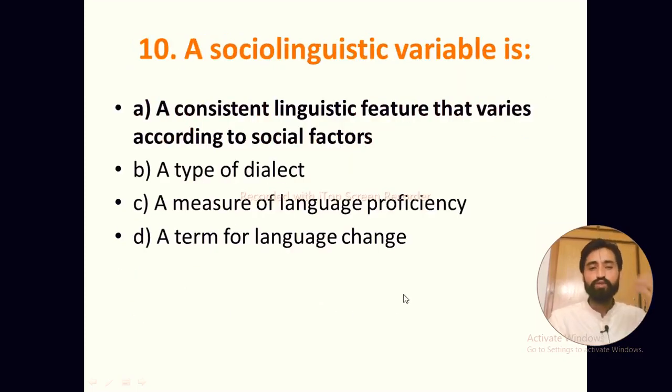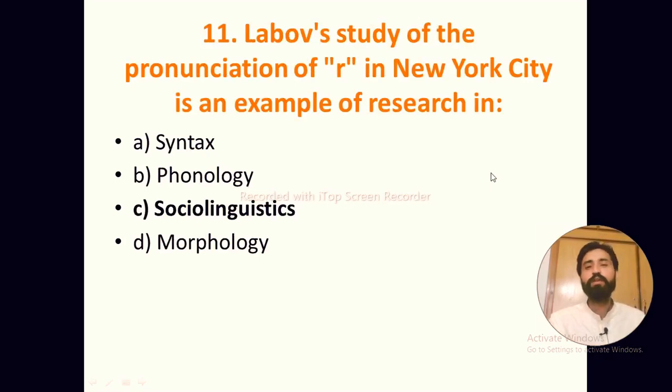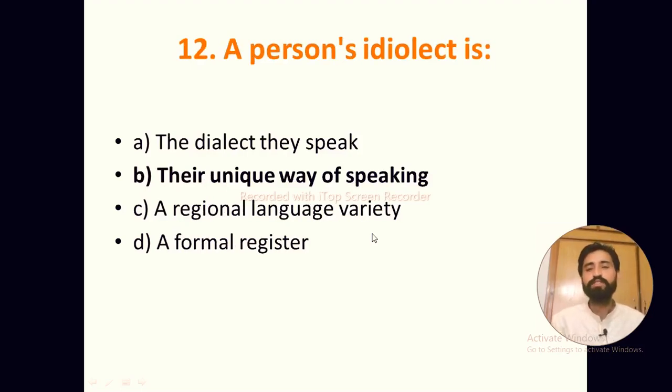The next one is, a sociolinguistic variable is a consistent linguistic feature that varies according to social factors. That is what a sociolinguistic variable is. The next one is, Labov's study of the pronunciation of R in New York City is an example of research in sociolinguistics, because we are actually talking about the use of language in society or in a social context. So that's why the study of the pronunciation of this sound R is considered a study of sociolinguistics.